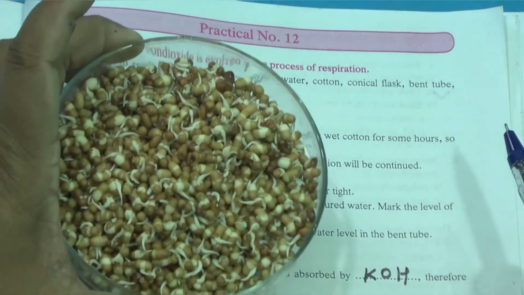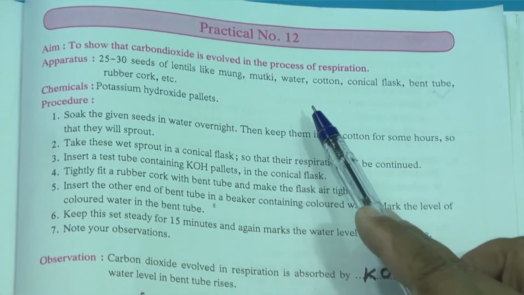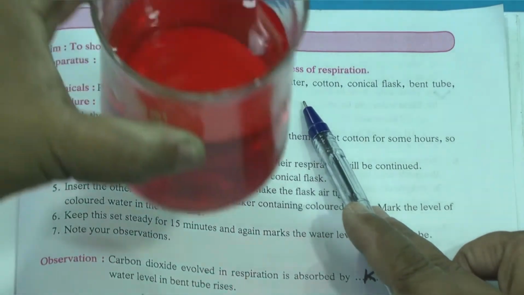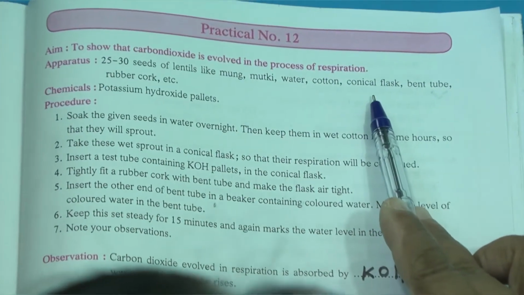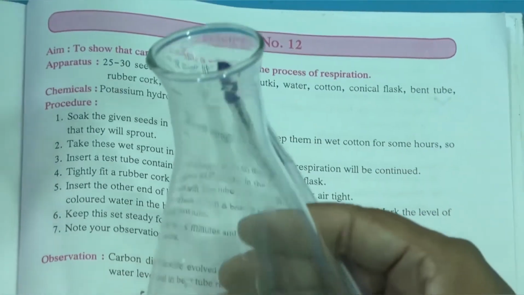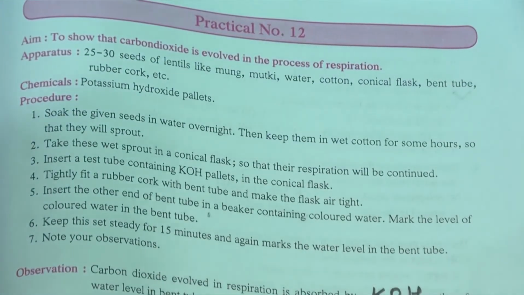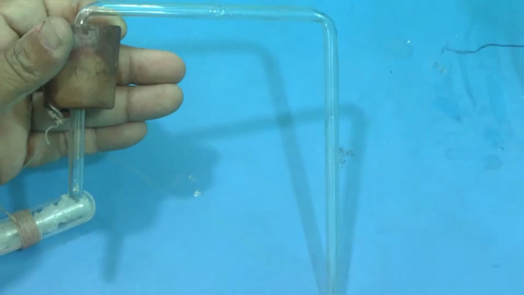You can see here germinated seeds, children. Water, I have used here colored water, children. Conical flask, this is the conical flask, children. Bent delivery tube, you can see this is the bent delivery tube.